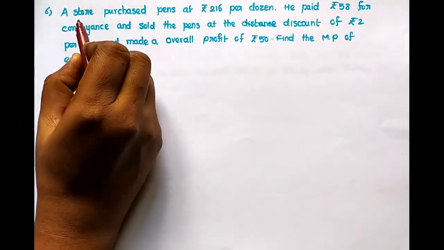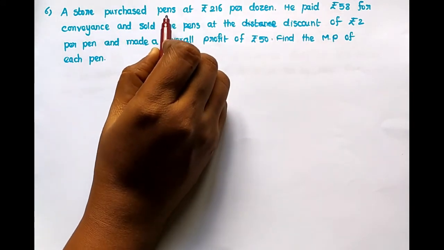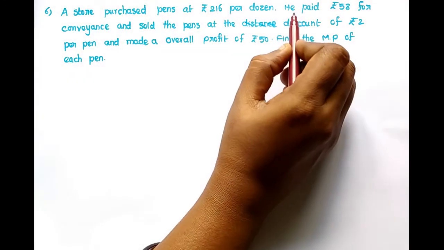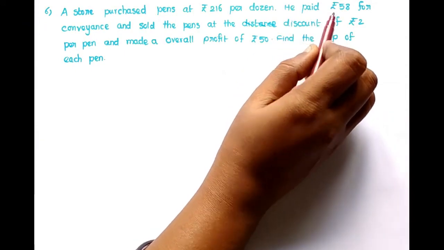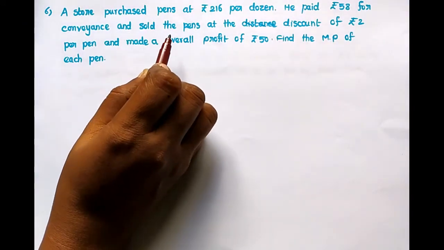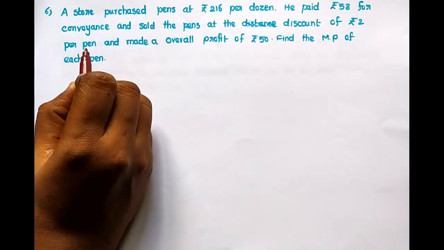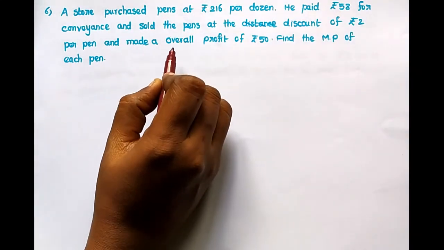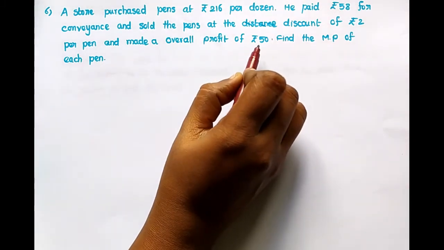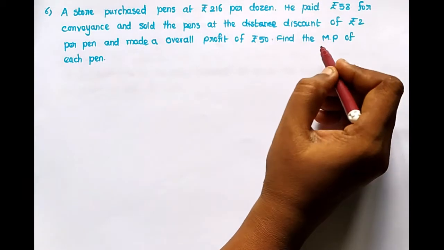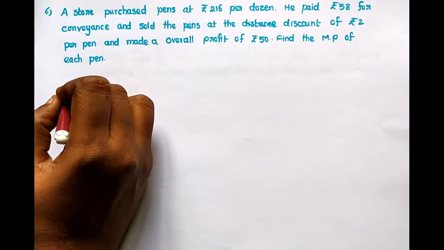Sixth sum. A store purchased pens at rupees 216 per dozen. He paid rupees 58 for conveyance and sold the pens at a discount of rupees 2 per pen and made an overall profit of rupees 50. Find the mark price of each pen. Listen.